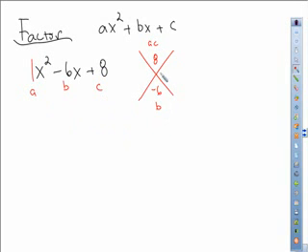Now you want to think, what two numbers multiply to give you 8 and add up to give you negative 6? Well, that would be negative 2 and negative 4. And let's check. Negative 2 times negative 4 gives you positive 8. Negative 2 plus negative 4 gives you negative 6. So that's correct. Then you want to divide by the a value. The a value in this problem is 1. So we're dividing by 1.